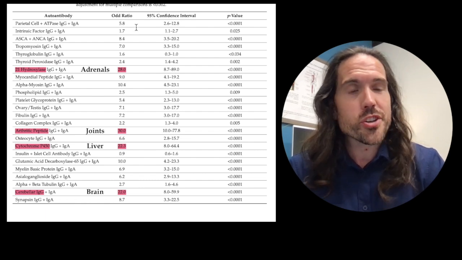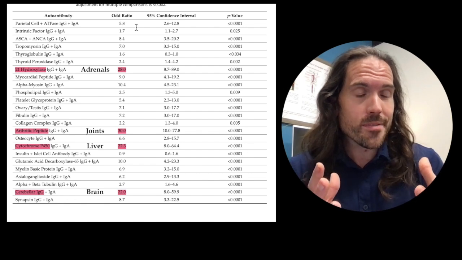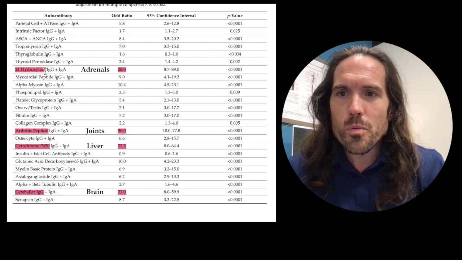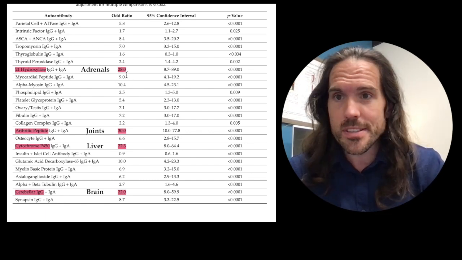So the odds ratio, in other words, this increases your risk factor of developing these kinds of conditions by X number of times. So we'll start here. We'll just read top down. So the bigger the number, the more significant the risk factor.